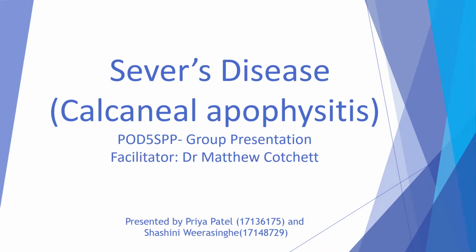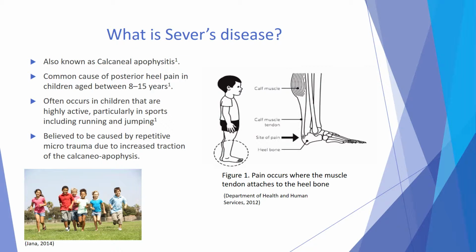Hello everybody. Today we're going to be presenting about Sever's disease. Sever's disease presents as posterior heel pain in children aged between 8 to 15 years of age, and children that are highly active, particularly in sports including running and jumping. It is believed to be caused by repetitive microtrauma due to increased traction of the calcaneal apophysis.